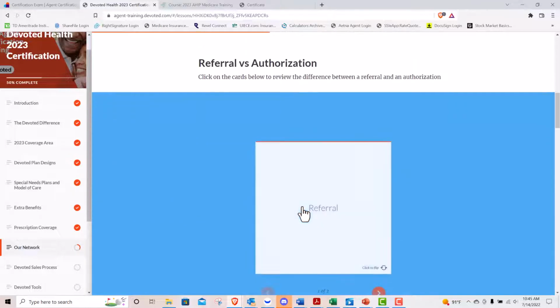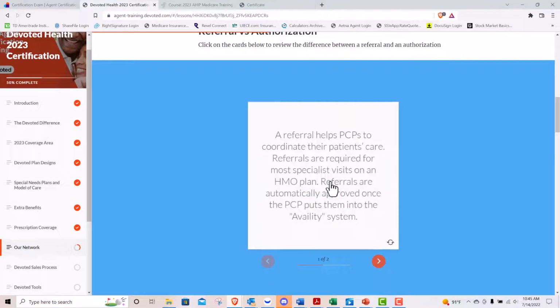There we go. So referral helps PCPs to coordinate their care. Referrals are required for most specialties on HMO plan. Referrals are automatically approved once the PCP puts them into the availability system. So that basically means that as long as the PCP puts it in the system, it doesn't go through a referral process. Really, it's just automatically approved. So make sure you let your PCP know if you need a referral at the beginning of the year, or that you let your patients know.